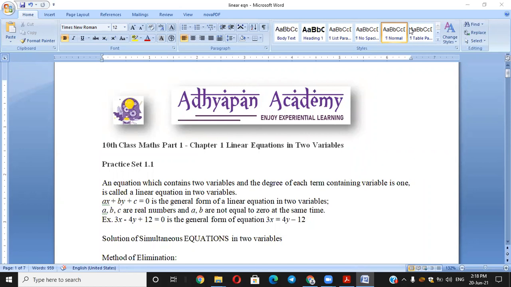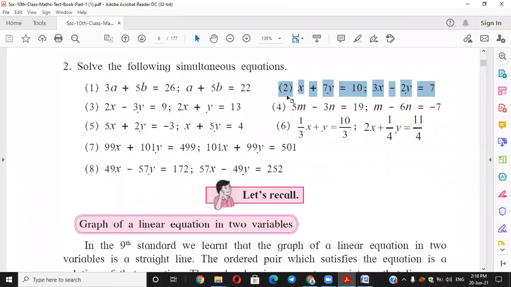Today we are going to solve a very important problem from 10th class mathematics, part 1, chapter 1, linear equations in two variables. We are going to solve the problem from practice set number 1.1 in chapter 1, and the problem is the second problem where there are two equations given: x plus 7y equal to 10, and the second equation is 3x minus 2y equal to 7. We have to find the values of x and y here.